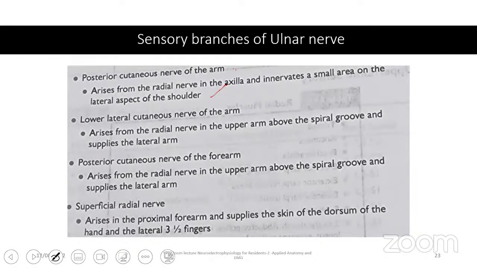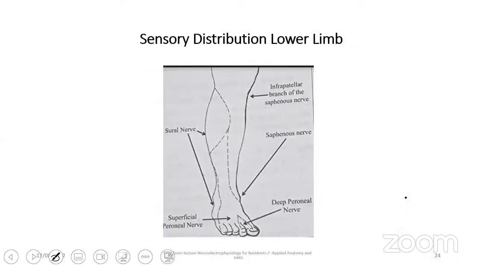The musculocutaneous nerve branch also supplies this. The posterior cutaneous nerve of the forearm arises from the radial nerve in the upper arm above the spiral groove and supplies the lateral arm. The superficial radial nerve arises in the proximal forearm and supplies the skin of the dorsum of the hand and the lateral 3.5 fingers, which we usually test. So all these nerves originate mostly in the axilla and come down. This is a sensory distribution.